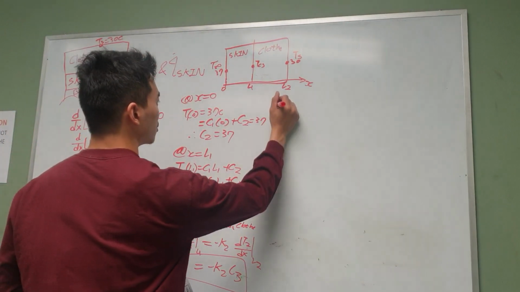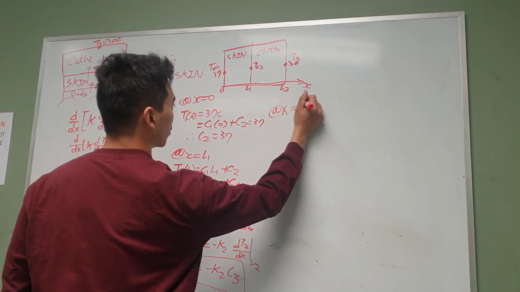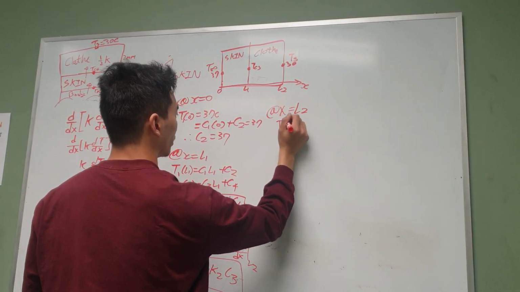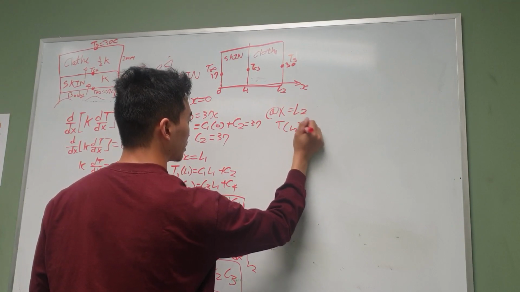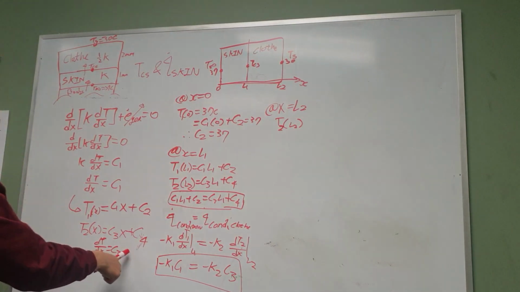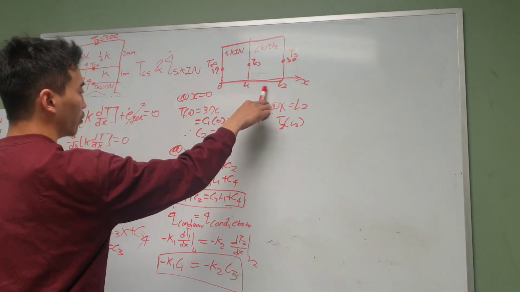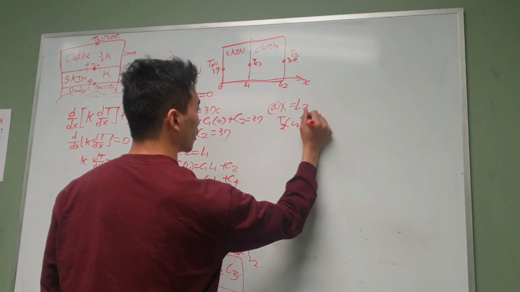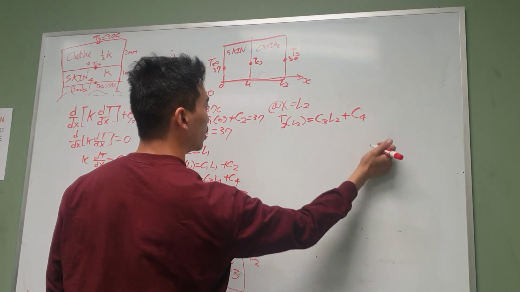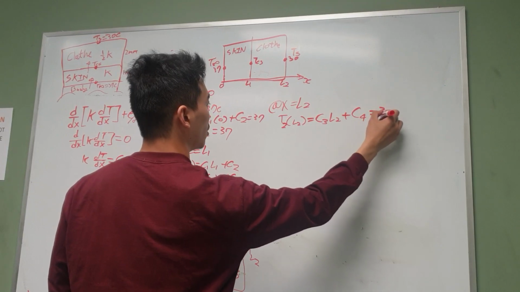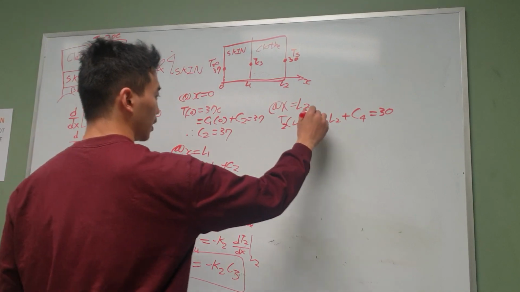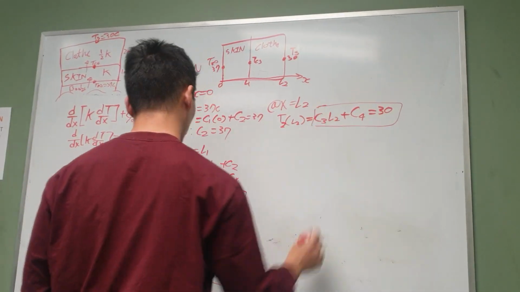Last boundary condition is that x is equal to L2, so over this region. So x is equal to L2, and we're using the T2 equation because we're doing it for the cloth. And that is equal to C3 L2 plus C4. And that should be equal to 30. And that's another equation that we're going to use.